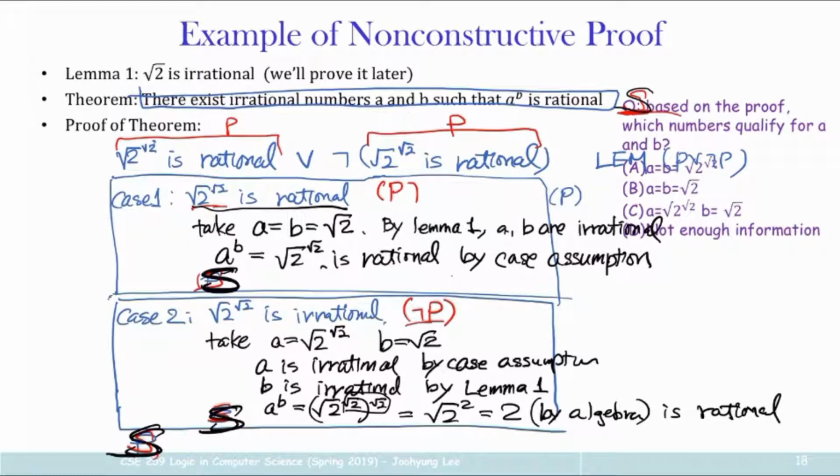So when you see this proof, which numbers qualify for A and B for the theorem? The proof actually does not establish which irrational numbers A and B give A to the power B rational. We didn't find that particular number. The reason is we assumed by case split that this is rational or irrational, but we didn't actually prove that fact.